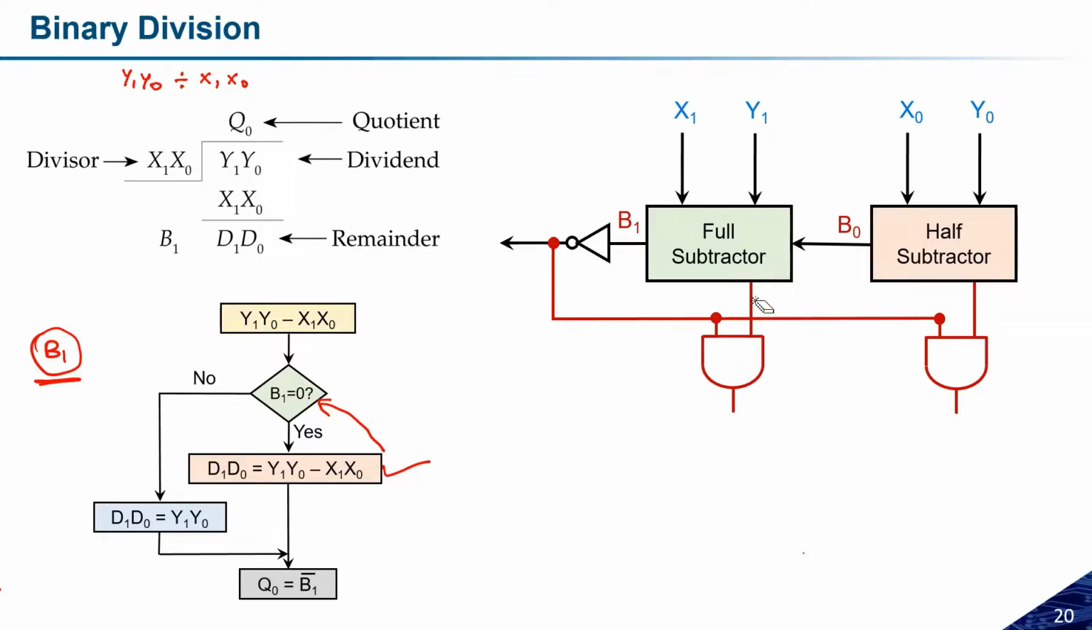Now let us talk about the opposite case. If b1 is equal to 1, only y1 and y0 should be passed. Can anyone tell me how the logic circuit will look like for the second case? Where will be the control elements and where will be the connections?